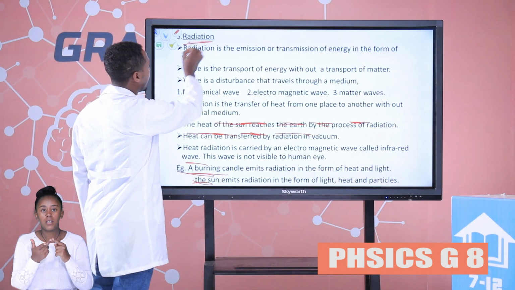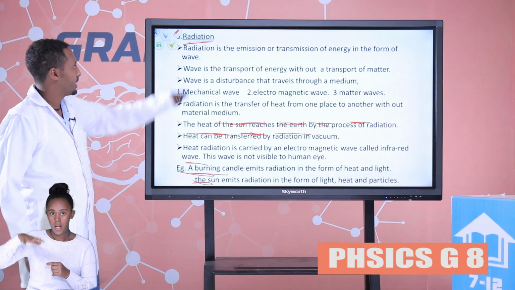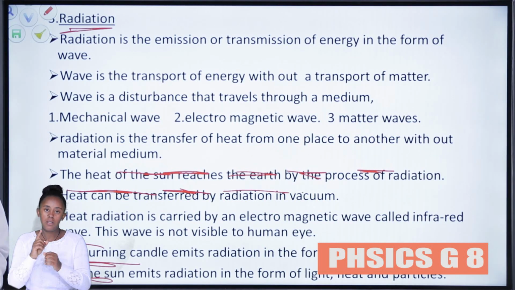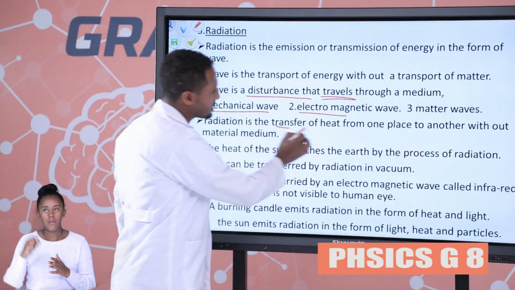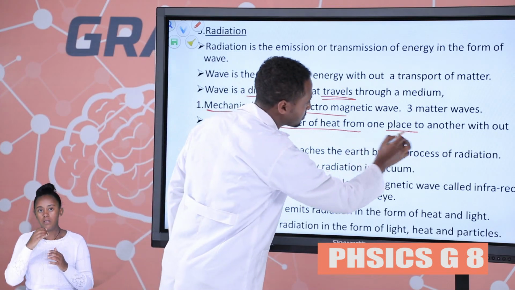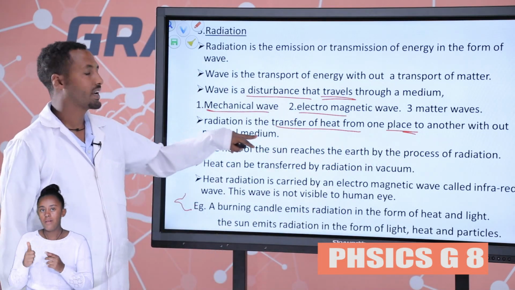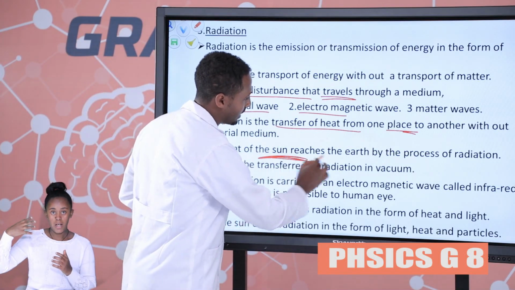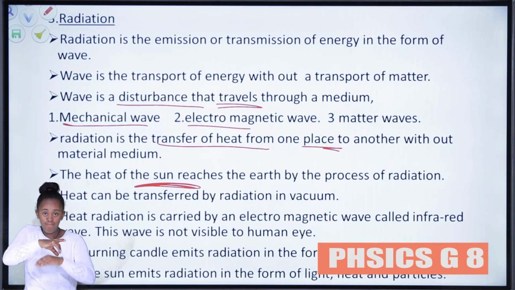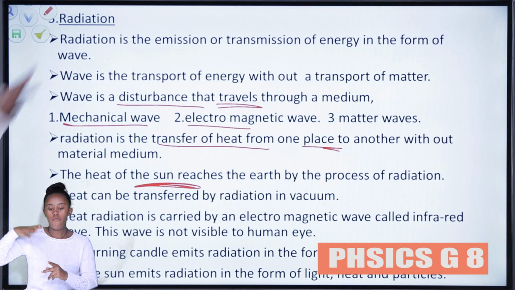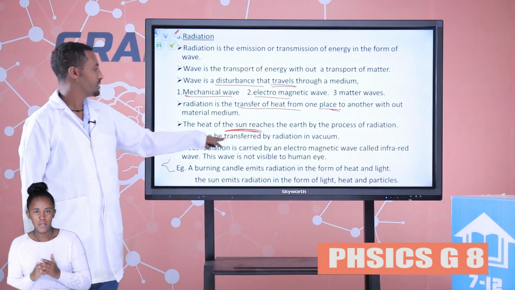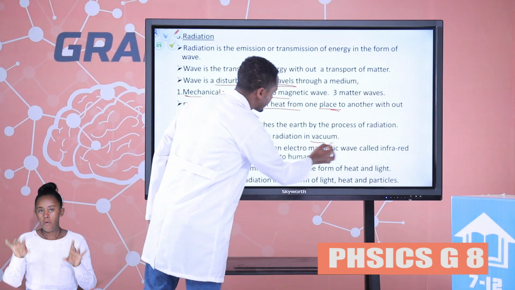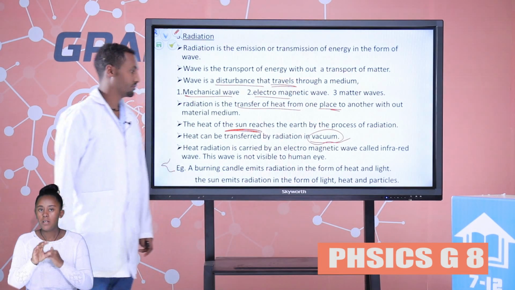The third is radiation. Radiation is the emission or transmission of energy in the form of waves. Radiation is the transfer of heat from one place to another without a material medium. The heat of the sun reaching the earth by the process of radiation is an example. Heat can also be transferred by radiation in a vacuum.